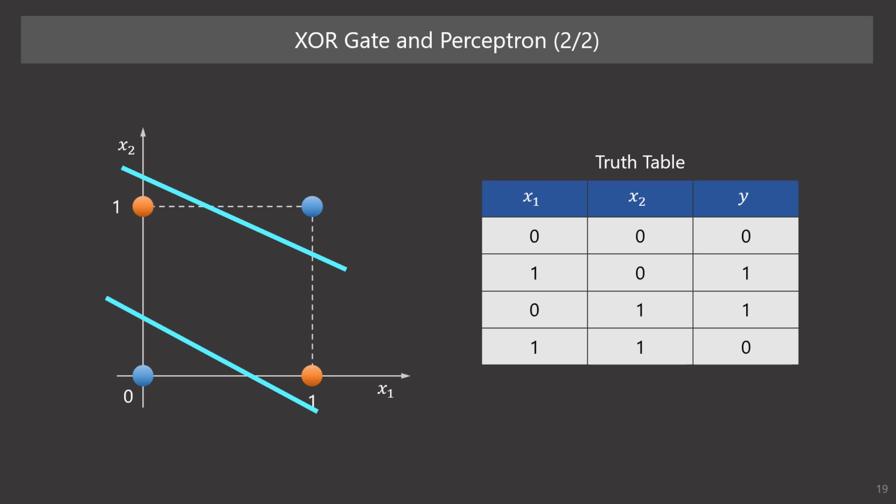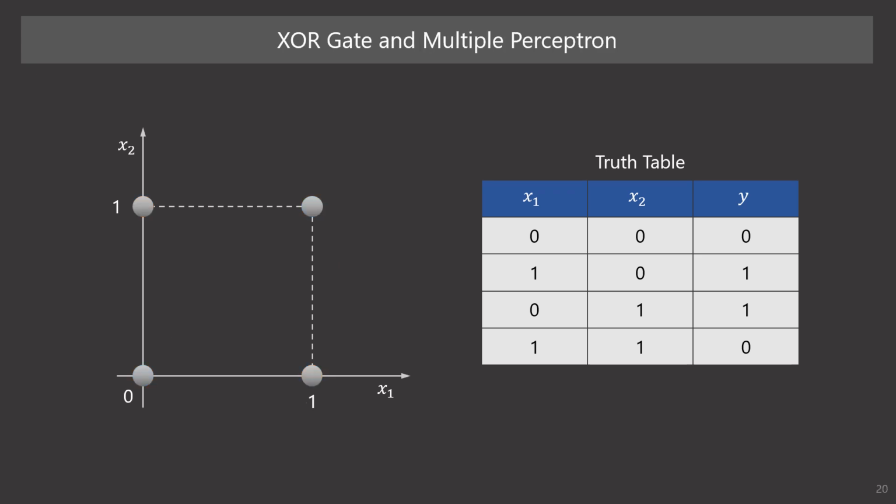If we can use two straight lines, we can classify the orange and green. It means that a combination of two straight lines can approximate a non-linear boundary. Each line is a linear function that can be expressed by a perceptron. So, we can create an XOR gate by combining multiple perceptrons. The upper one is an AND gate, and the lower one is an OR gate. We can use various combinations of perceptrons to create an XOR gate.